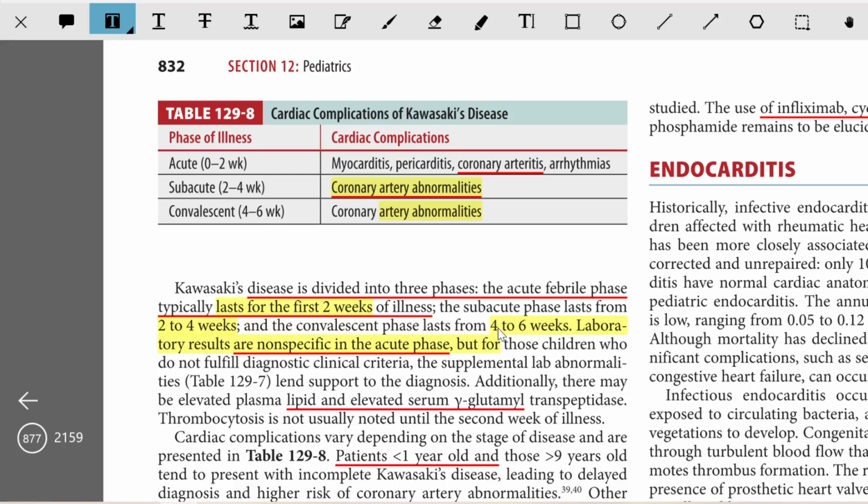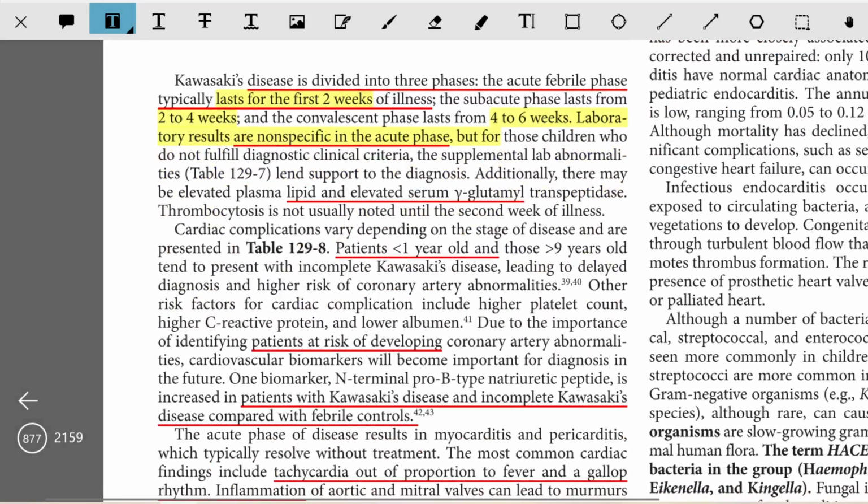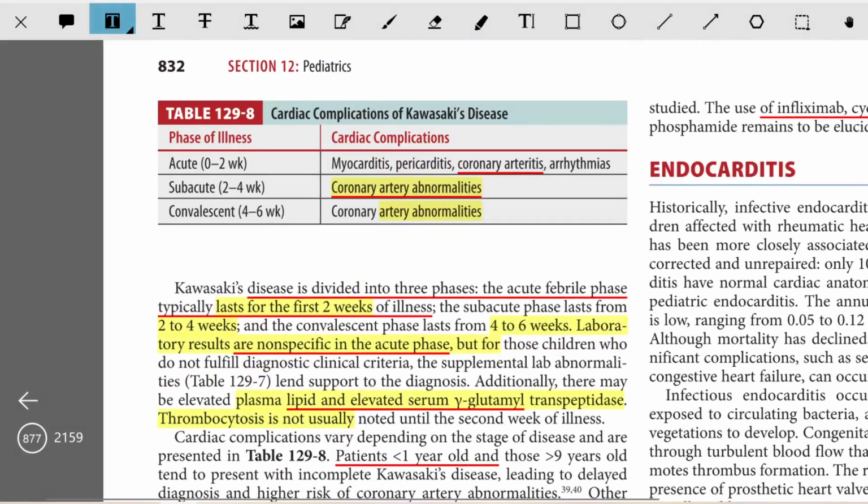The laboratory results are non-specific in the acute phase, but for those children who do not fulfill diagnostic clinical criteria, the supplemental lab abnormalities lend support to the diagnosis. Additionally, there may be elevated plasma lipid and elevated gamma glutamyl transpeptidase. Thrombocytosis is not usually noted until the second week of illness, and cardiac complications, as we have discussed, there can be anything.